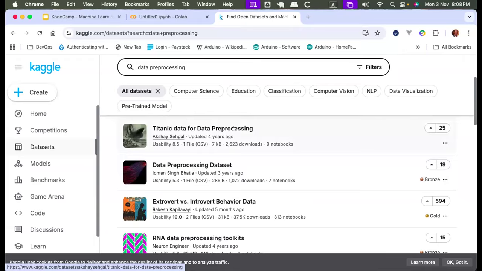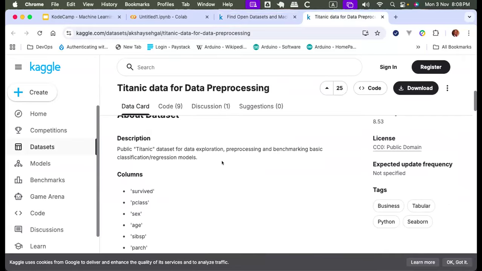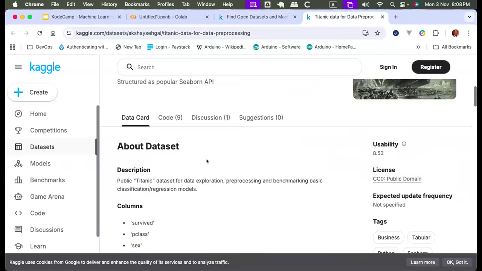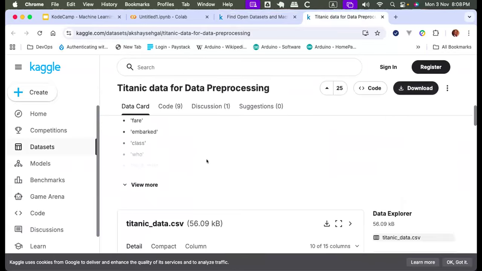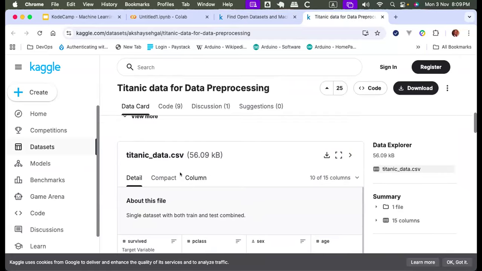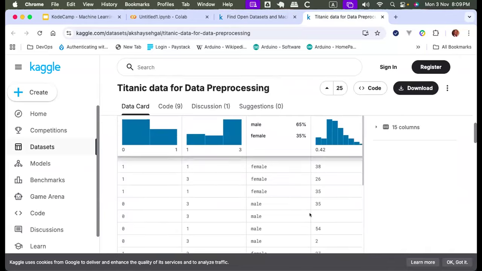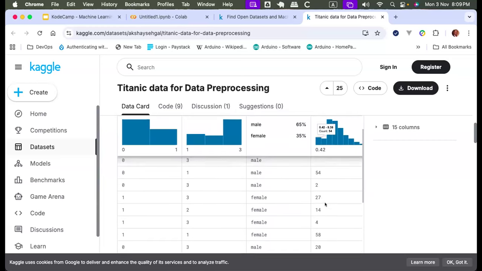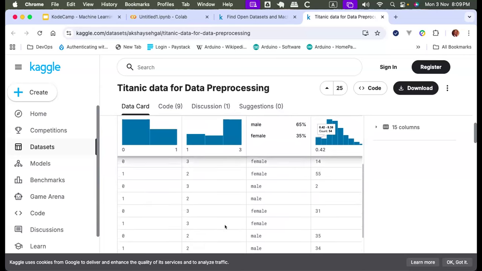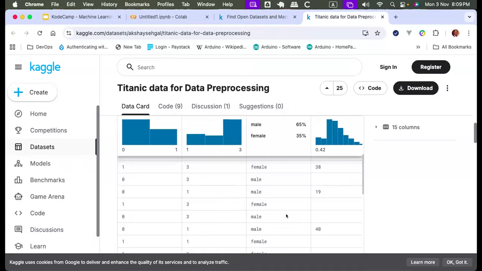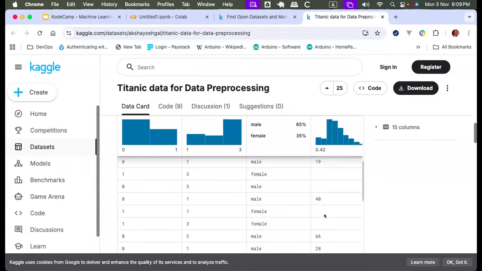So I'll get a few datasets here that maybe contain data that is not very clean. We have this Titanic data for data pre-processing and all of that. So let's start with this one. I'll open it in a separate tab. So normally Kaggle allows you to have a preview of the data, right? So this one is a CSV file, it's 56 kilobytes. And one of the things you see is that you have some columns that are missing. Like this one has age, right? But you have some values. This one is missing, this one is missing, you know. So you can see all of this. Most of them, the age column is missing.